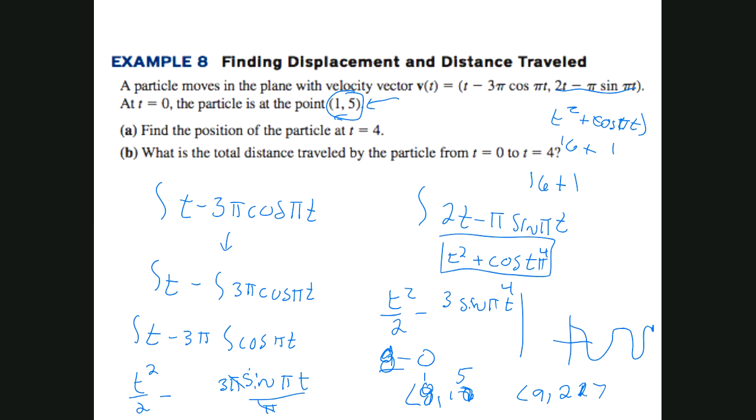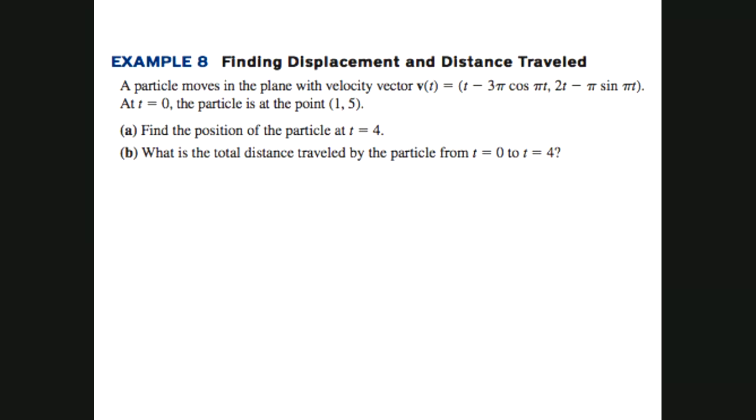Okay. All right, so now the second part, let me get rid of this. The second part asks: what is the total distance traveled by the particle from 0 to 4? If I want to find the total travel, I'm going to go 0 to 4, and then I've got the square root of the velocity, the absolute value, and square it.